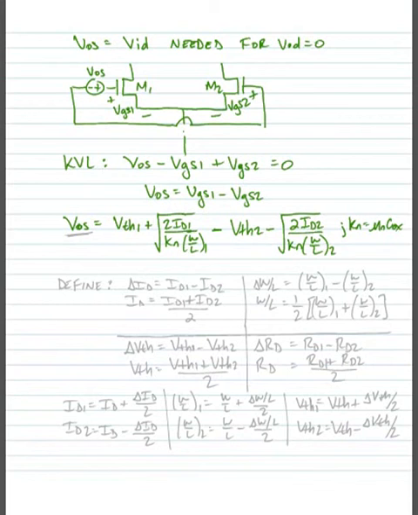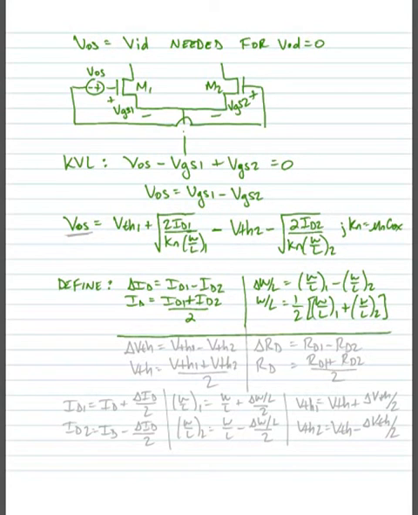All right. Now we're going to define our mismatch statistics again. Remember, whenever we look at mismatches, we talk about them in terms of an average and some kind of statistical mismatch. So we're going to define delta ID is equal to ID1 minus ID2, in other words, the difference between the two currents. And ID, the average, is equal to ID1 plus ID2 divided by 2. We can write the same mismatch statistics for delta W over L, which is equal to W over L1 minus W over L2, and W over L is equal to the average, one half of W over L1 plus W over L2.